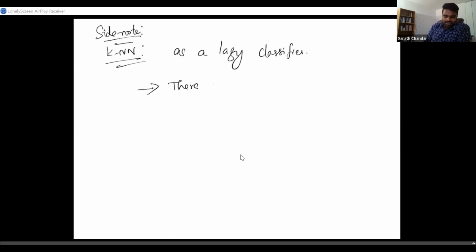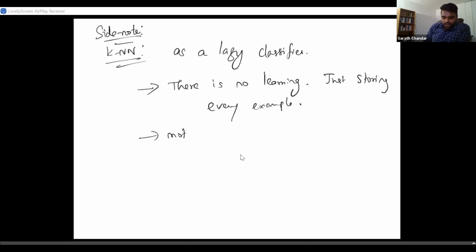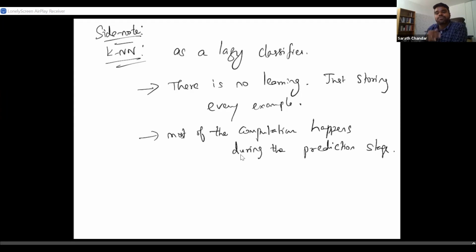There is no learning in K-nearest neighbor. Instead, you are just storing every example in memory, and most of the computation happens during the prediction stage. So it's lazy, but the laziness has a cost. Since you're lazy while learning, you have to spend a lot of time during prediction. You have to go through the examples, find the nearest neighbors, and make a prediction based on that. So you have to do a lot of work during prediction.